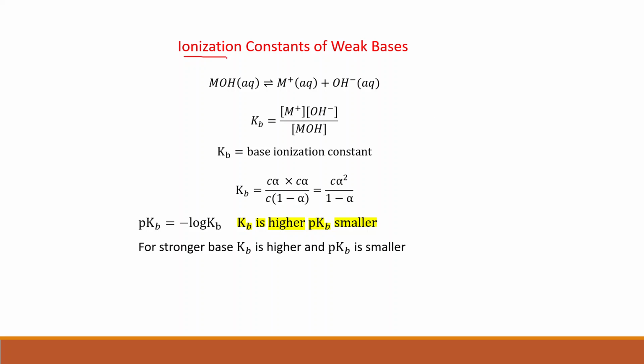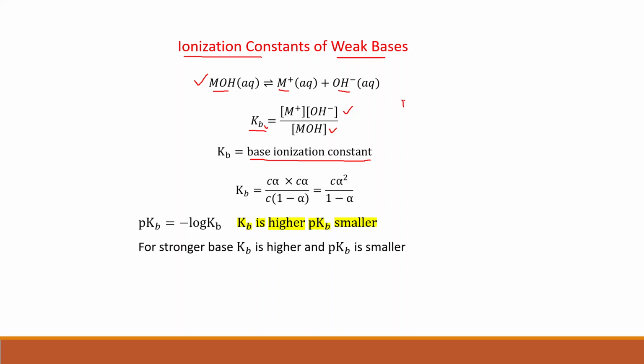Now come to ionization constants of weak bases. This equation represents the ionization of MOH into M+ and OH-, and for this we can write the expression for Kb. Kb is the base ionization constant or base dissociation constant, where B represents base. And this is again the same: in the numerator we write the concentration of products, and in the denominator we write the concentration of reactant.